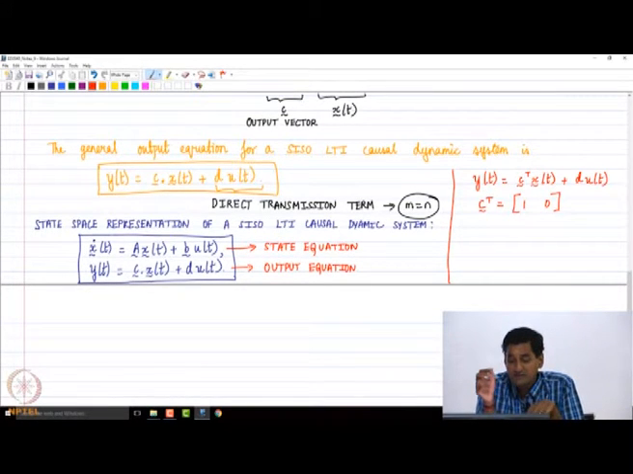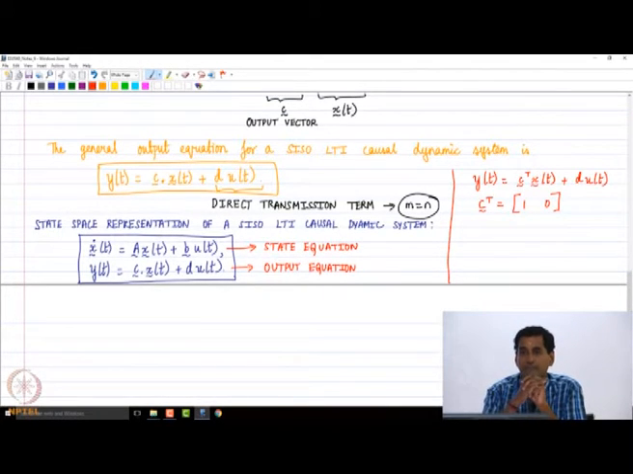For that reason, the transfer function representation is also called an external representation of the system, because it directly relates the input and the output. The state space representation is called the internal representation of the system, or represents the internal dynamics of the system, because we go through the state vector. That is what we are doing in the state space representation.